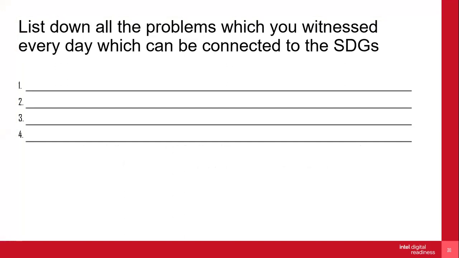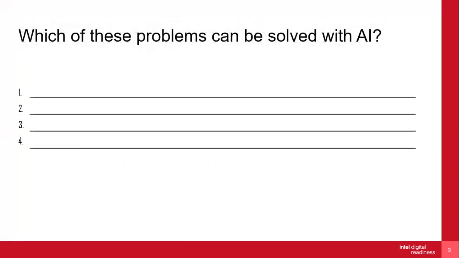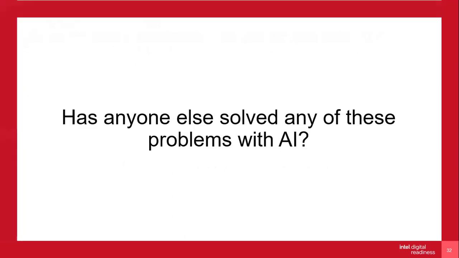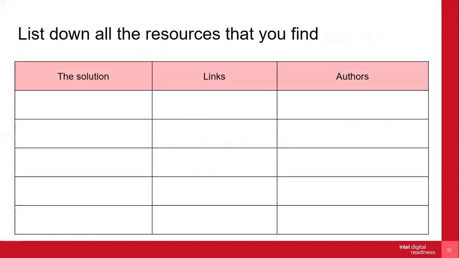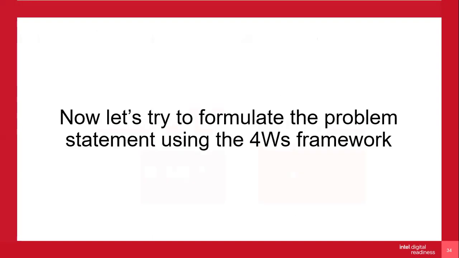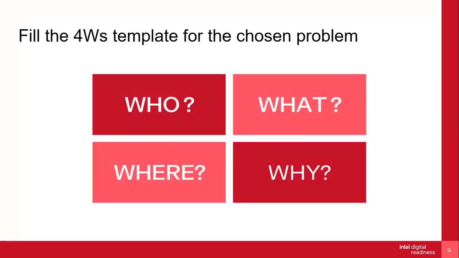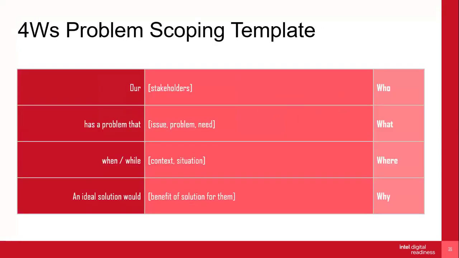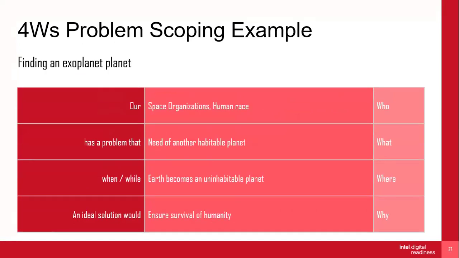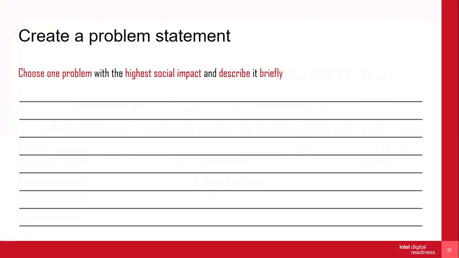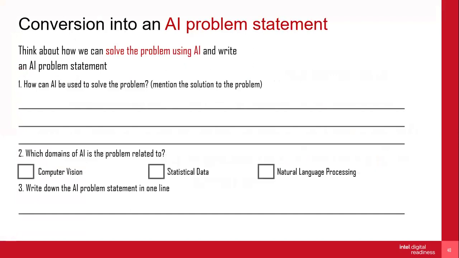So based on the theme, what are all the problems? If you write down the problems, what can we solve using AI? Using AI, how we can solve those problems, you can also list out. So the solution you can give, and about the solution, what research you can make, the links you can give, and authors' names. Now formulate the template for the chosen problem, for whom you're going to choose this problem. It has the problem, need, why, when, ideal solution, all this you have to find.